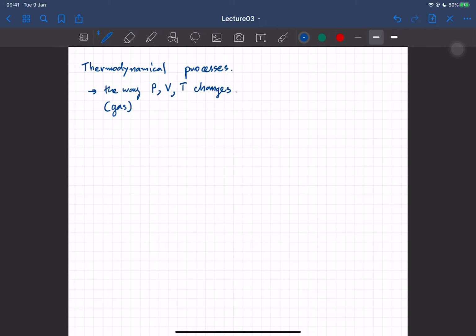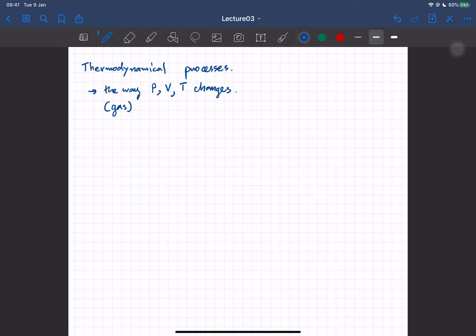Okay, and how we can exploit this change to build a heat engine, so that we can do some interesting stuff like driving a train, driving a car, making a refrigerator, something like that. Okay, so this is what we mean by thermodynamical processes. Just the way P, V, and T change for gas.